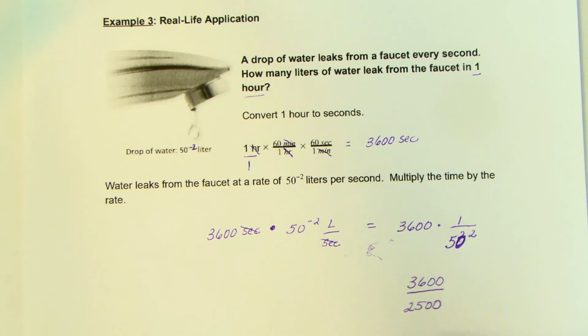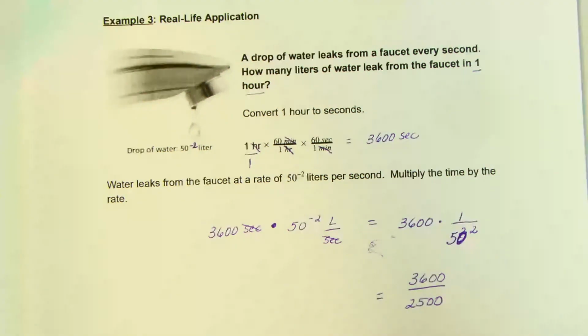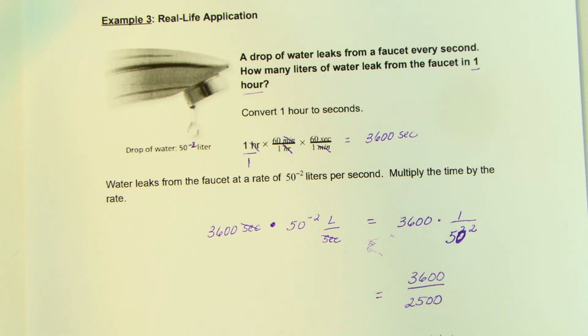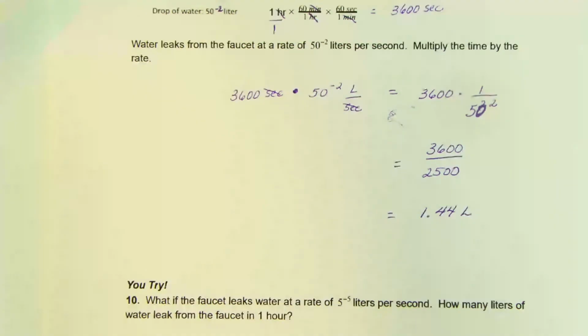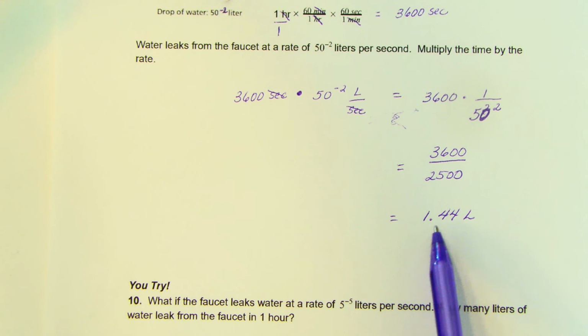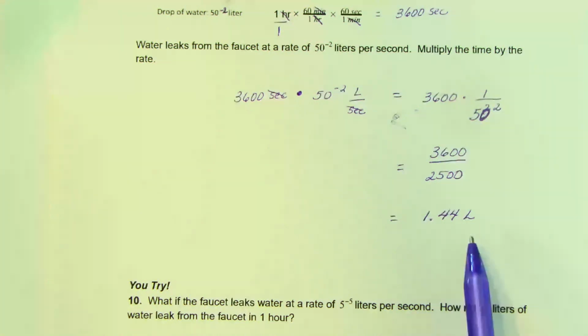So I have 1.44 liters. So in 1 hour, my faucet has leaked almost 1.5 liters. Imagine how much that would be in a day, in a week, in a month, in a year. That's why it's important to get leaky faucets fixed.